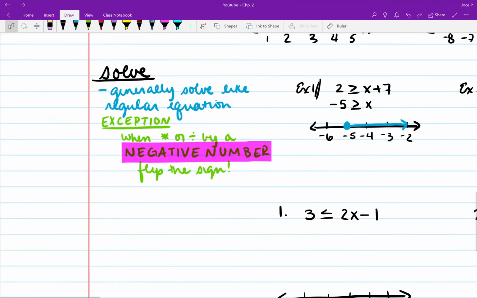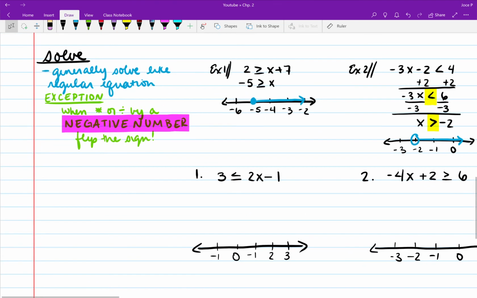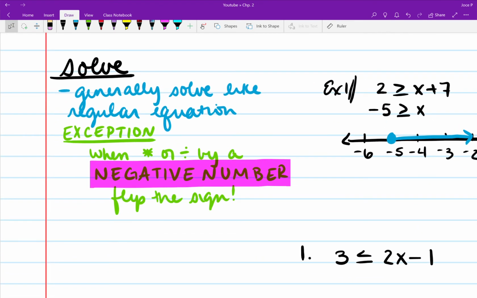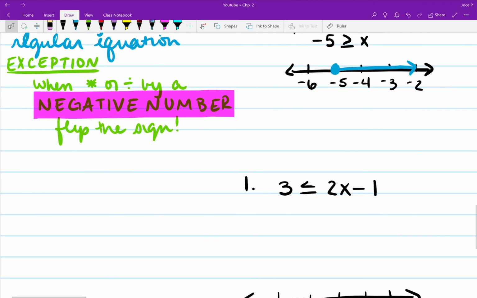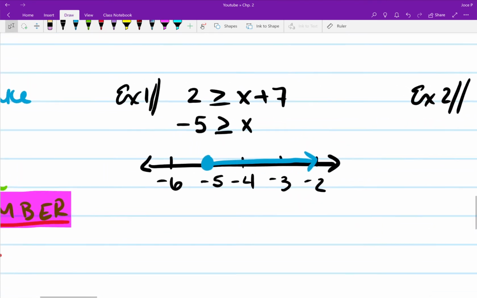Fantastic. The last thing we're going to do today is to learn how to solve these inequalities. So we generally solve it just like solving a regular equation, with the adding and subtracting before the multiplication and division, with one exception. When multiplying or dividing by a negative number, you flip the sign. This is important, flipping the sign when it's a negative number that you're multiplying or dividing by. So let's give it a shot.